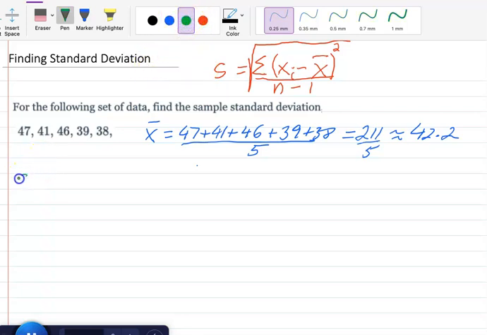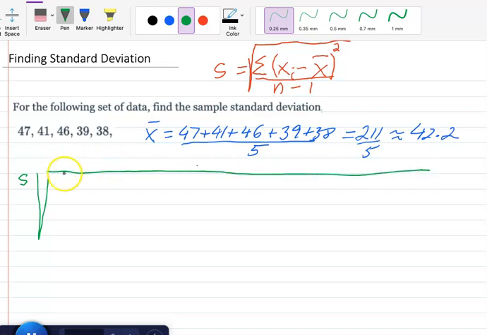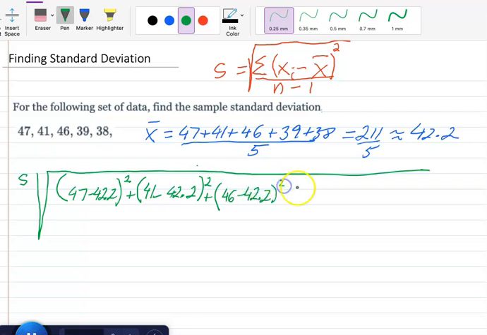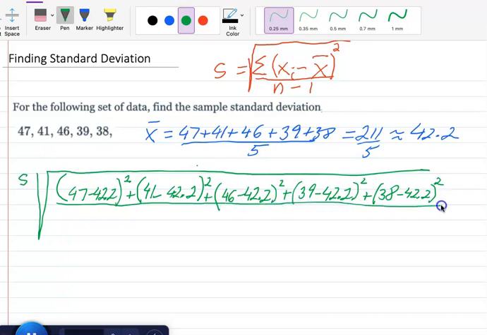Now we take the mean and subtract it from each data value, but I'm going to put this in the formula. So I'm going to draw this big square root here, and now we write down 47 minus 42.2 squared, plus 41 minus 42.2 squared, and so on, plus 46 minus 42.2, we square that number, plus 39 minus 42.2 squared, plus the last number, 38 minus 42.2 squared, and all that we divide by 5 minus 1, which is 4.